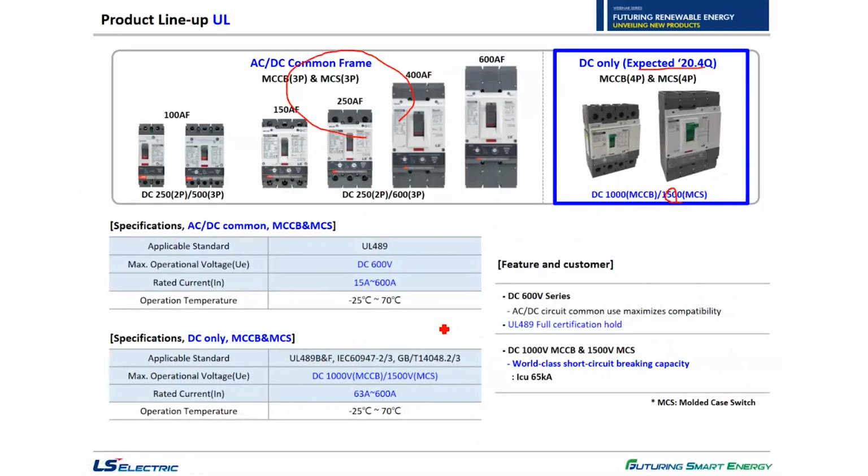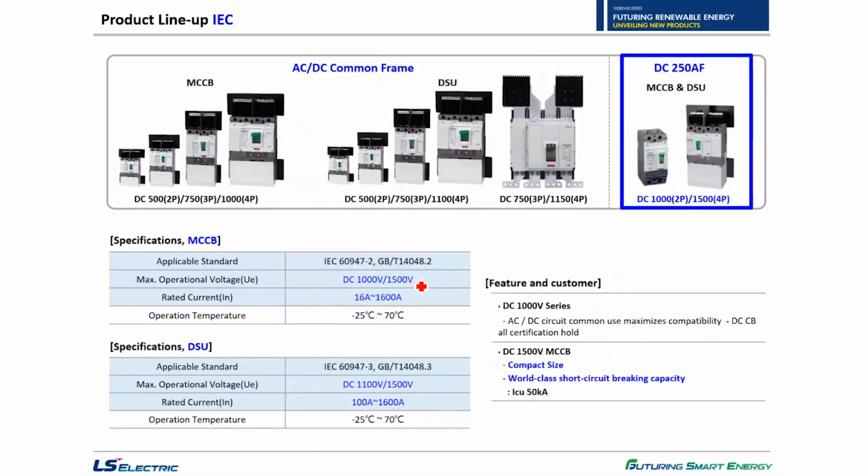Not only the 1500 DC volts UL MCCB with 65 kiloamps breaking capability, but also DC 600 or DC 1000 volts are available with us. At the same time, IEC certified DC MCCB and MCS types are also available, especially our 250 ampere frame 1500 DC volts MCCB here with compact size would be an appropriate solution for PV power plants with capacity below 500 kilowatts.